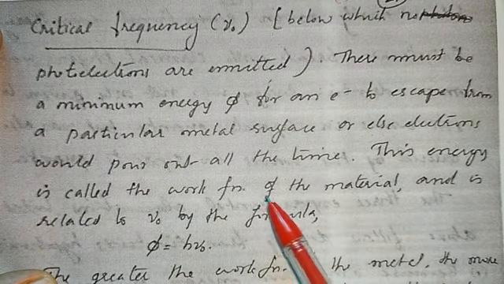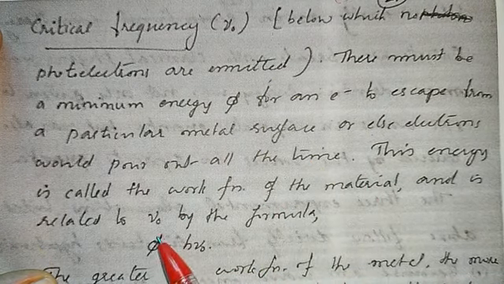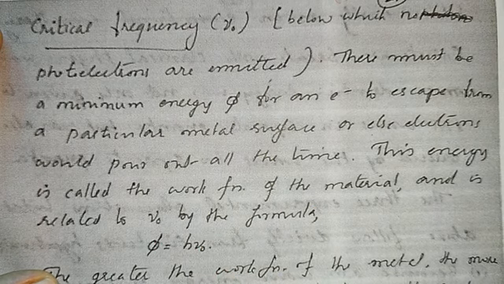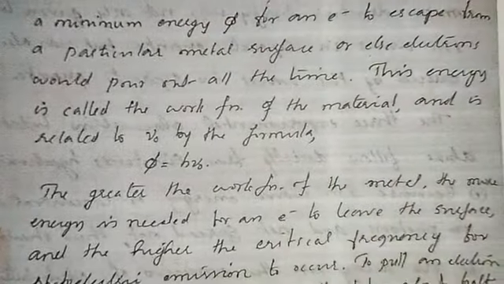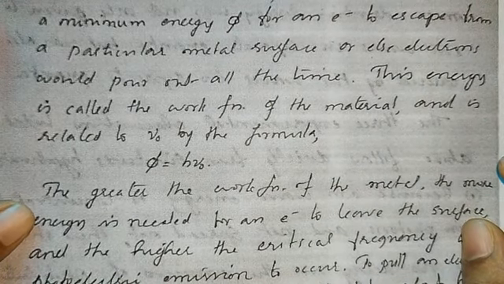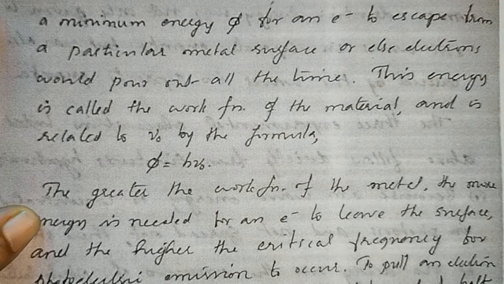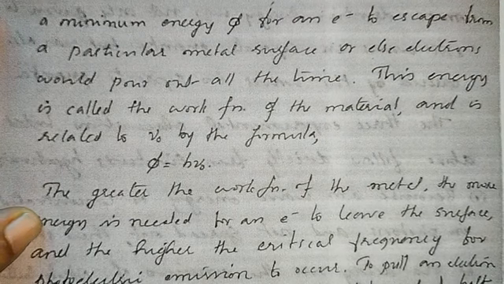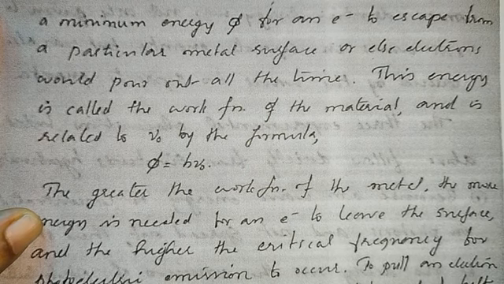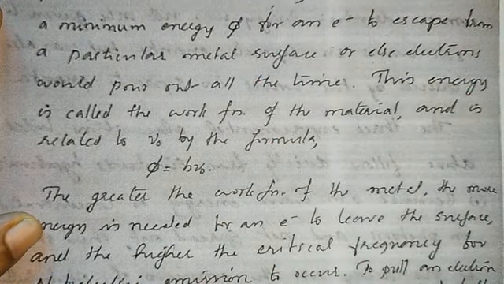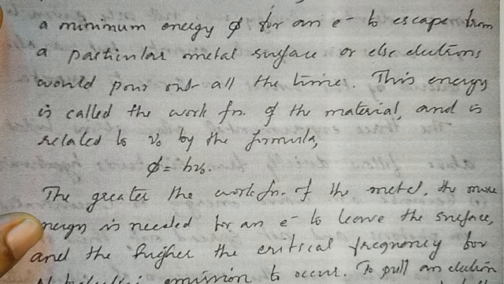This energy is called the work function of the material and is related to nu zero by the formula phi is equal to h nu zero. So whenever light falls on the metal surface, the electrons should have a minimum energy, represented by phi, in order to leave the metal surface.